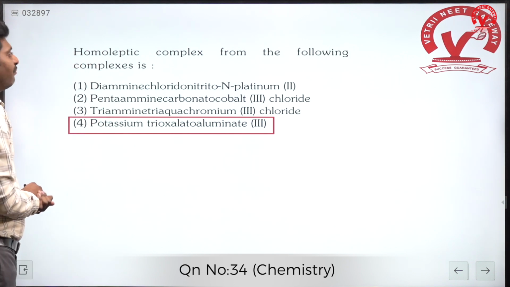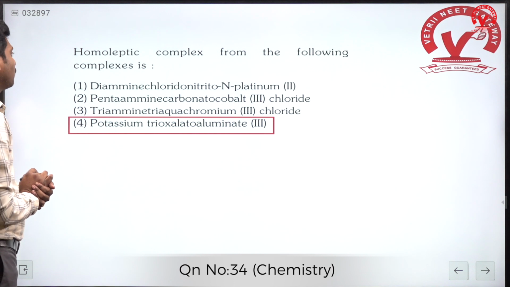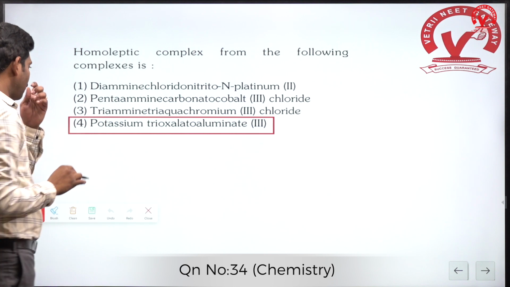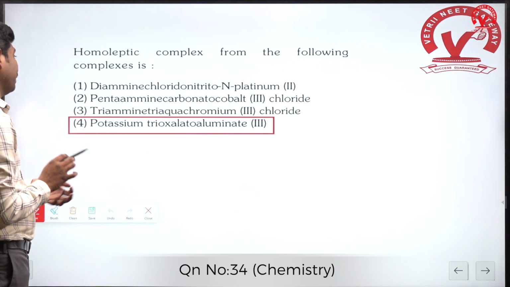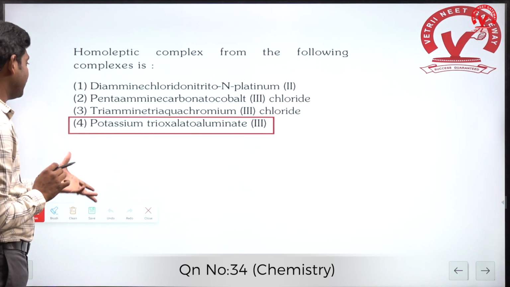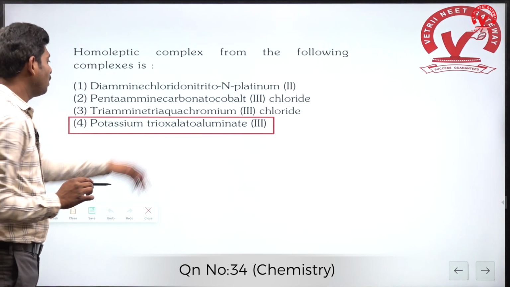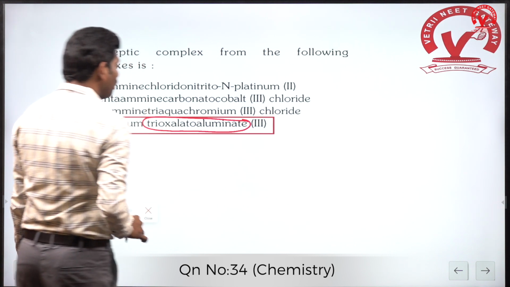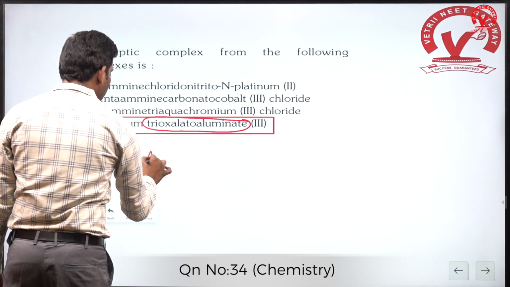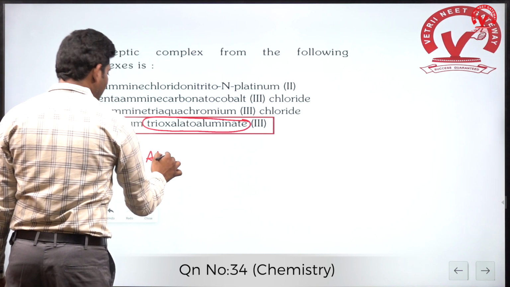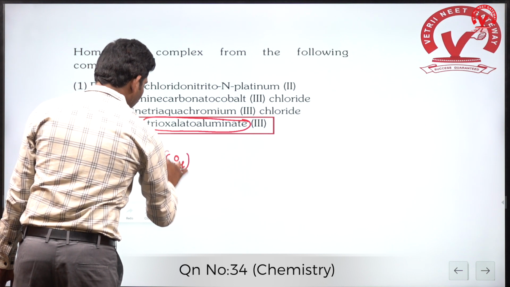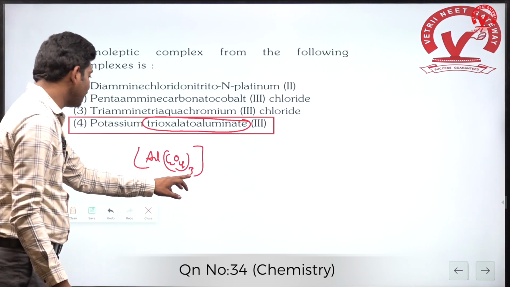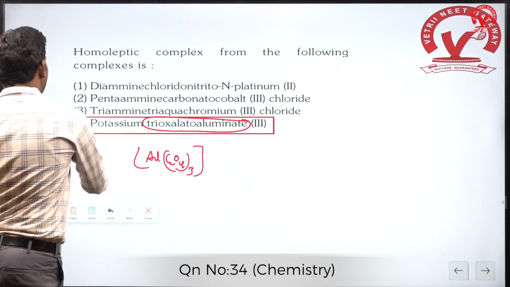Identify the homoleptic complex from the following complexes. Homoleptic means what? The same type of ligands are surrounded by the central metal atom. See, potassium trioxalato aluminate. For aluminium, it is oxalate, C2O4. So only one type of ligand is surrounded by the central metal atom. So it is called a homoleptic complex.